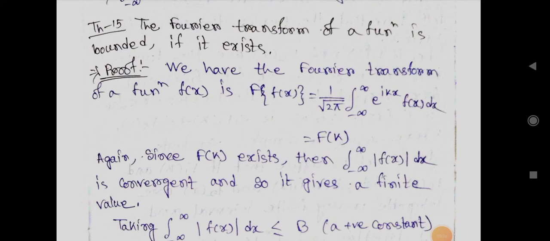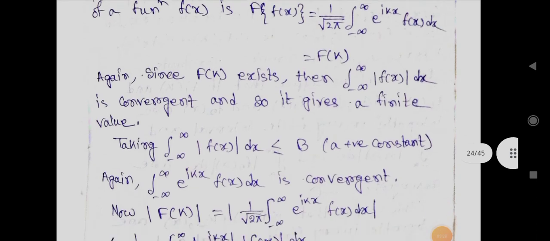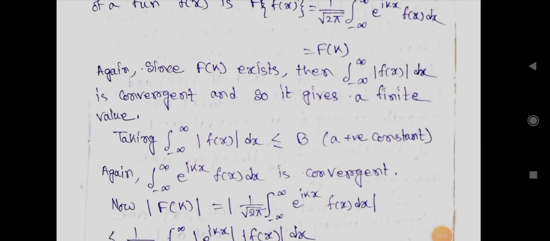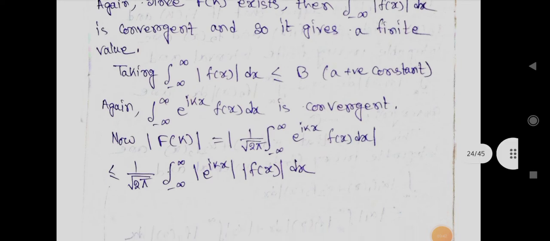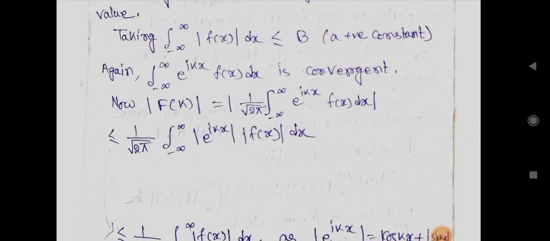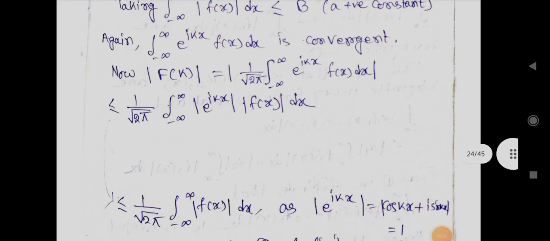equals F(k). Again, since F(k) exists, then integration from minus infinity to infinity of |f(x)| dx is convergent, and so it gives a finite value. Taking integration from minus infinity to infinity of |f(x)| dx less than or equal to capital B, a positive constant.